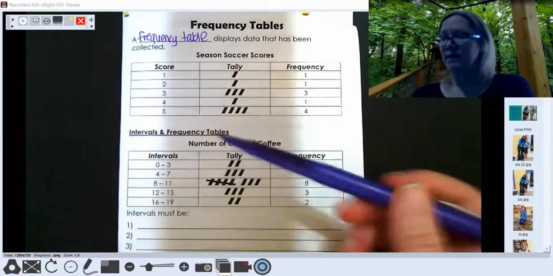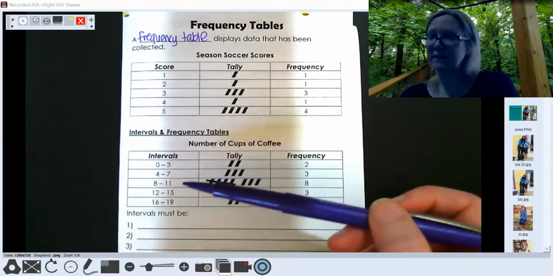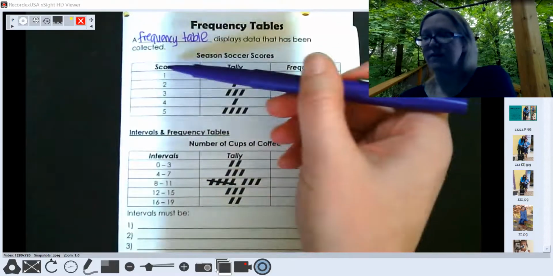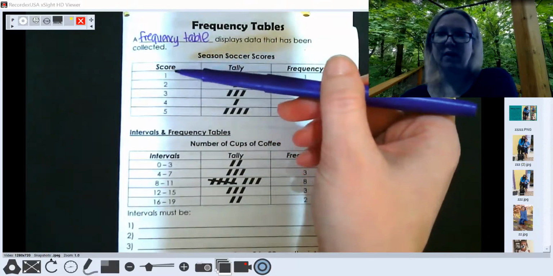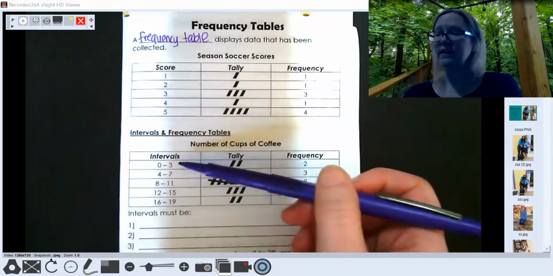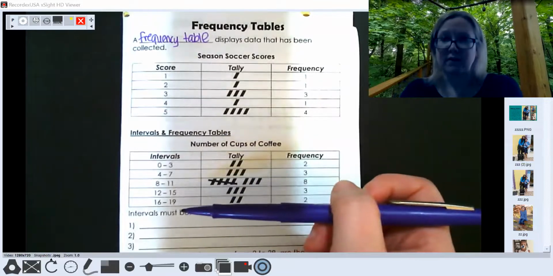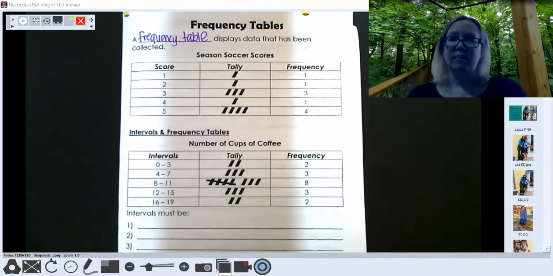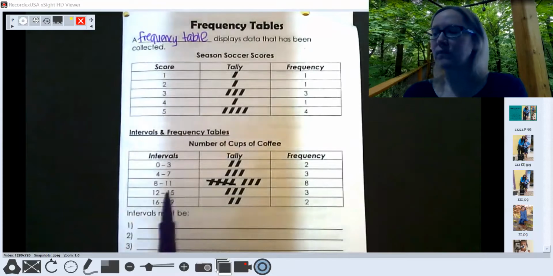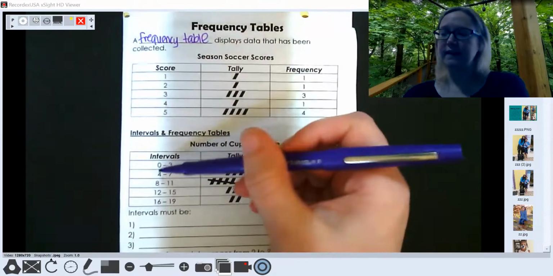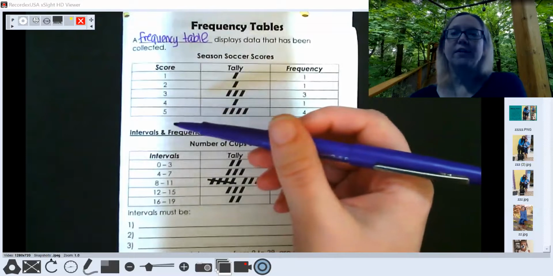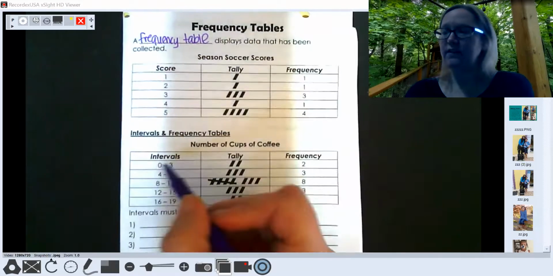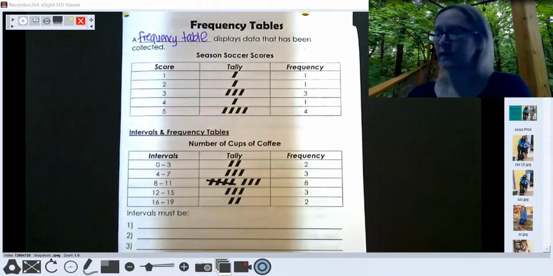Below is another frequency table, but the difference between these, as you can see, is that right here, the data is all separate. You've got 1, 2, 3, 4, and 5. Down here, the data is grouped into what we call intervals. Intervals are groups of numbers or groups of data. This goes from 0 to 19. So instead of having to list out all the numbers between 0 and 19, it's just grouped into intervals to, I guess, make that easier to collect.